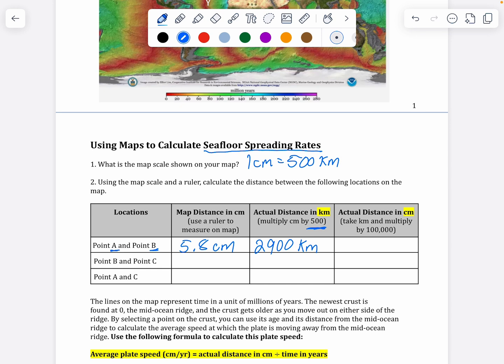2,900 kilometers. Okay, now to figure out the actual distance in centimeters, I just have to take that number I just found and multiply it by 100,000. The easiest way to do this is I'm just going to add 5 zeros to my previous answer. So 2,900 times 100,000, I'm just going to add 5 zeros: 1, 2, 3, 4, 5. Put in my commas. It looks like I have 290 million. 290 million. So that's my actual distance in centimeters.